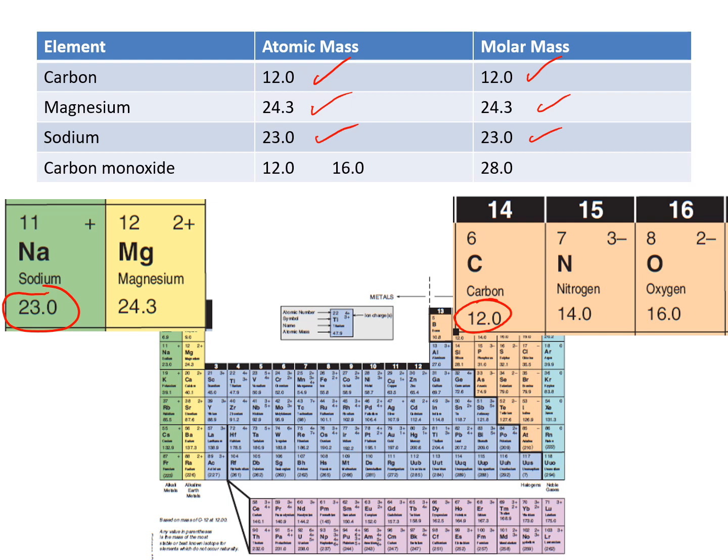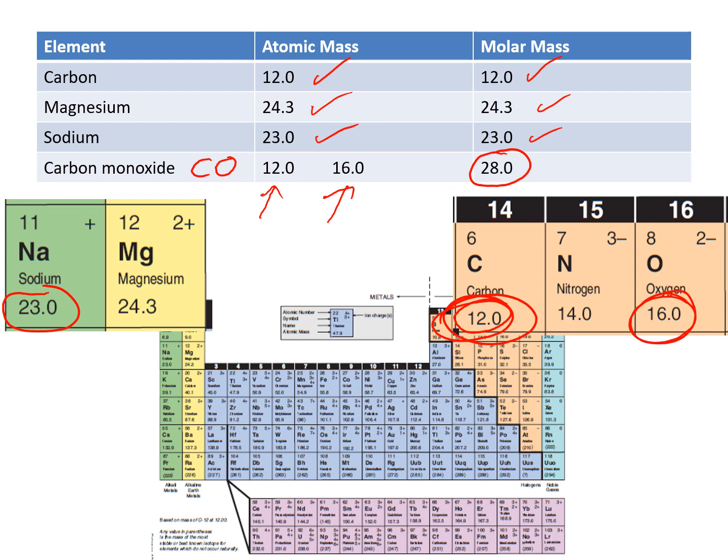Now what happens if you had something like carbon monoxide? The formula for carbon monoxide is CO. Okay, there's 1 carbon and there's 1 oxygen there. So 1 carbon has an atomic mass of 12. Okay, 1 oxygen has an atomic mass of 16. Okay, so what is the molar mass of carbon monoxide? Well, it's going to be 28.